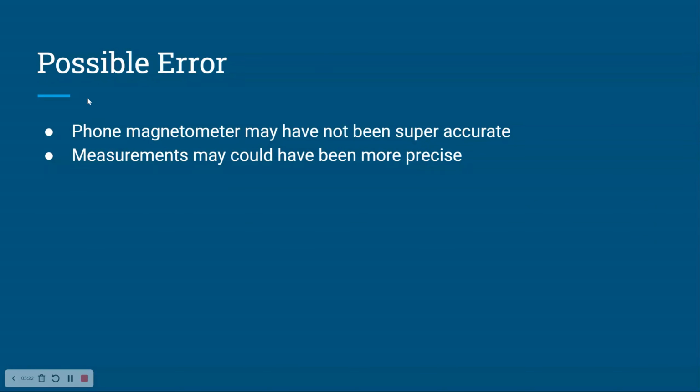Some possible error that could have come from this lab, I think, is maybe the phone magnetometer may not have been super accurate. I don't know the degree to which a phone app can measure that in terms of precision. And additionally, other measurements, such as my measurement of the distances, could have been a little bit wrong. There's a chance that it could have been more precise.